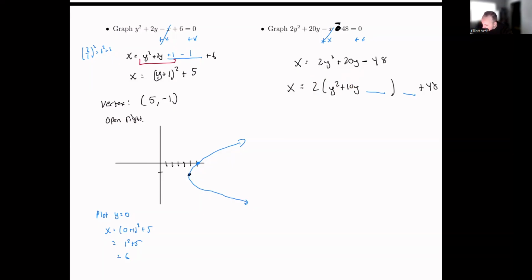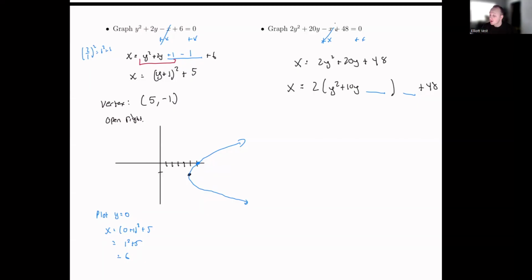Oh, wait. Did I mess this up? No, let me look. I wanted this to be, no, I wanted this to be a plus. What was I thinking? Okay. I'm sorry, everyone. Okay. I think we're good now. All right. We have a graph that looks like this. x equals 2y squared plus 10y.